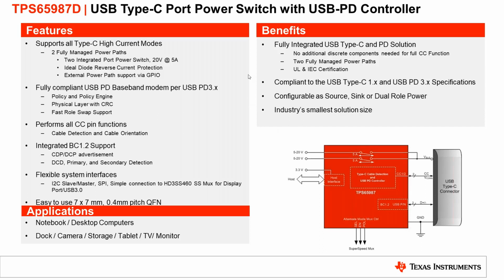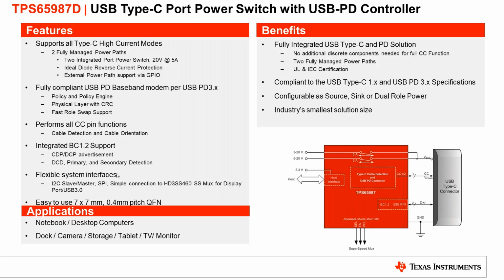Here's a more in-depth look at the TPS65987D. As mentioned, it has both of the power paths integrated. They're fully managed and can support up to 100 watts in either direction. The full USB PD modem is integrated into this device, so there's no need for an external microcontroller to control any of the PD communication. It's all integrated into the device. All the CC pin functions, such as cable detection and cable orientation, are performed by this device. Additionally, we offer the support for the legacy BC 1.2 protocol. This is so you can charge or be charged from legacy devices or legacy chargers.